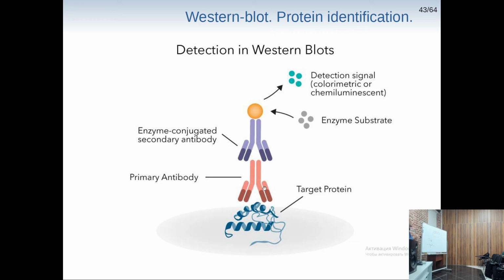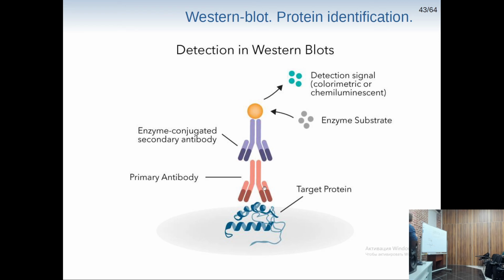Why is this usable? What do you think? Why not use labeled primary antibodies? There are at least two reasons. Because the creation of a secondary antibody is easier against the primary antibody than directly against the protein. So all primary antibodies will be linked with the secondary.